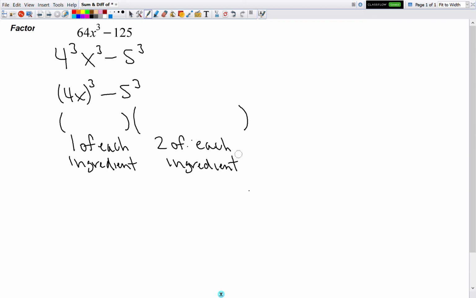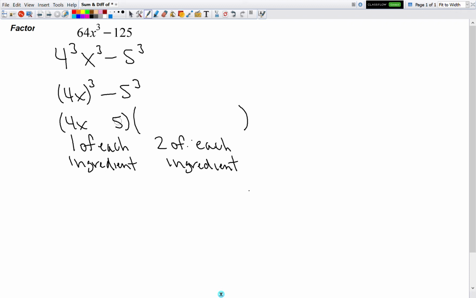Okay, so what were my ingredients again? 4x and 5. Okay, don't think of the 5 as negative 5. Just think of it as 4x and 5. Those are my ingredients. So if we follow our recipe, it says put 1 of each ingredient. So I'll put a 4x and I'll put a 5 in my smaller pot.